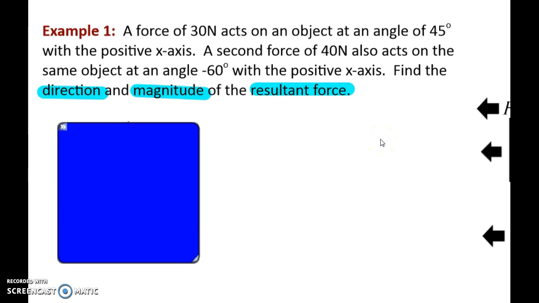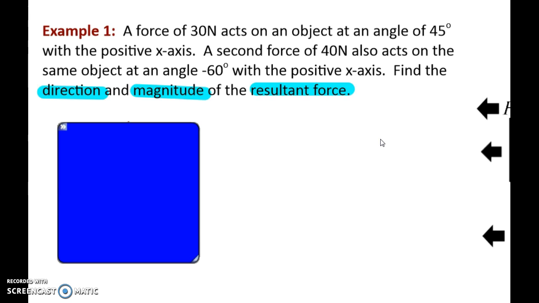Okay, so the first problem that we have here says that we have a force vector of 30 newtons, and it acts on an object at an angle of 45 degrees with the positive x-axis. A second force of 40 newtons also acts on the same object at an angle of negative 60 degrees with the positive x-axis. Find the direction and the magnitude of the resultant force.